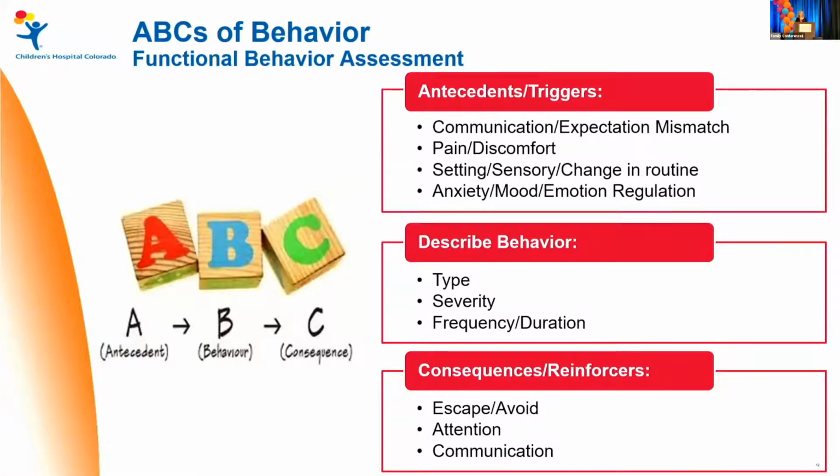We talk about the ABCs of behavior: antecedent, behavior, consequence. What does the behavior look like? What are the triggers? And what are the consequences of the behavior, or things that could reinforce it? When looking at behavior, especially in the school setting, you would ask for a functional behavioral assessment, where you really look at these triggers. How often is the child having the behavior? How severe is it? You also want to look at what the behavior gets them.